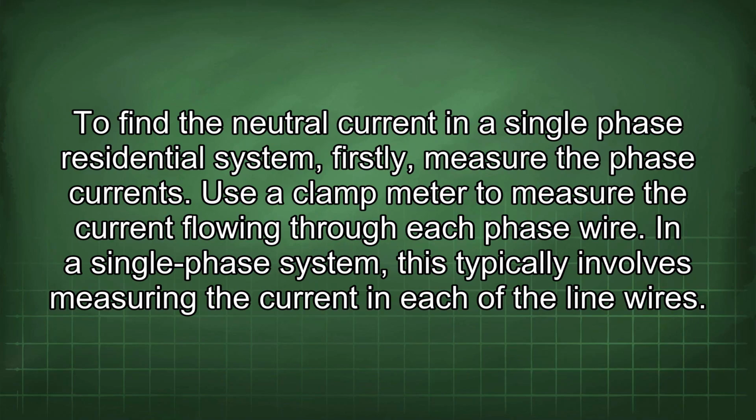To find the neutral current in a single-phase residential system, firstly, measure the phase currents. Use a clamp meter to measure the current flowing through each phase wire. In a single-phase system, this typically involves measuring the current in each of the line wires.